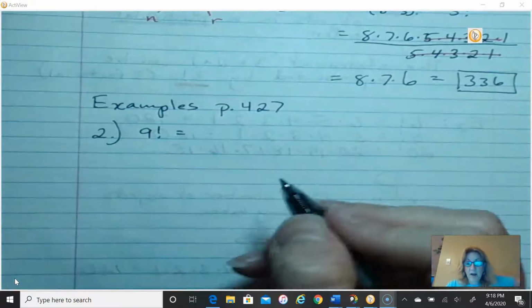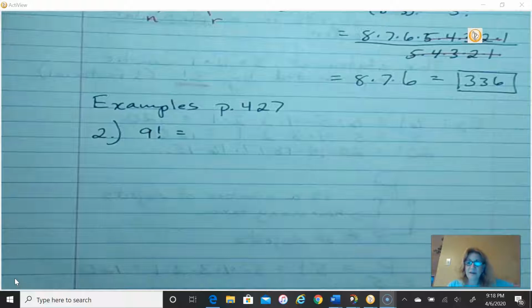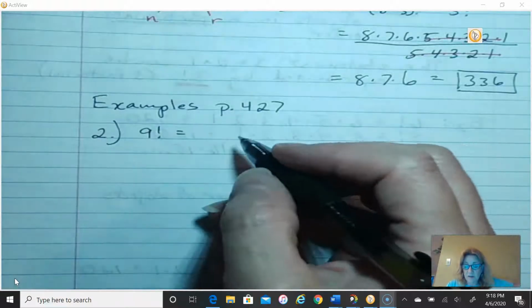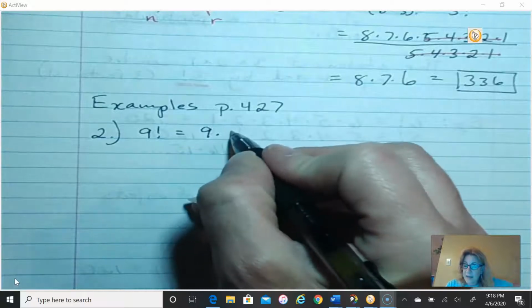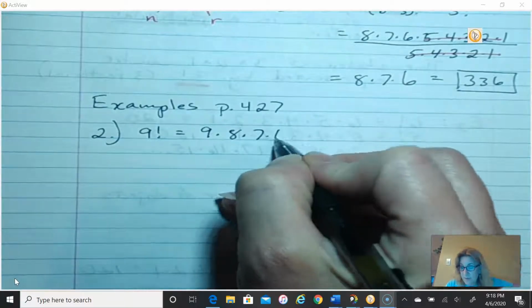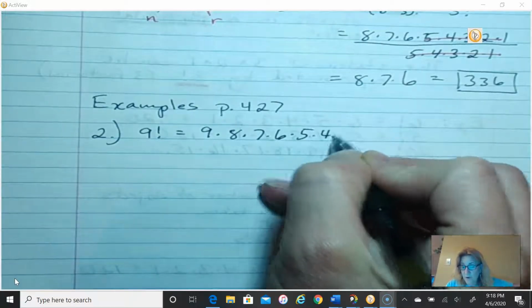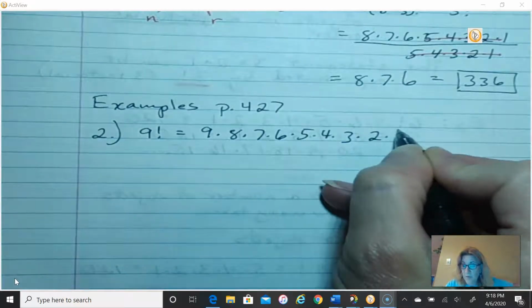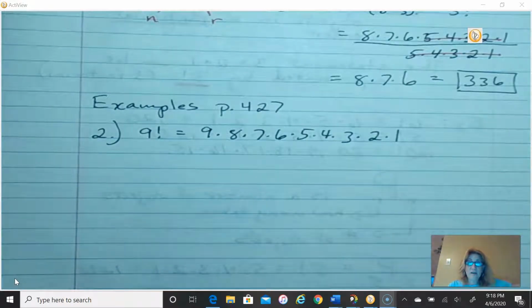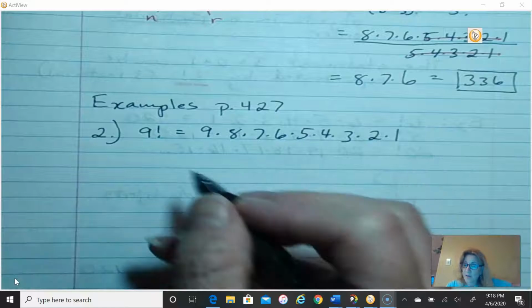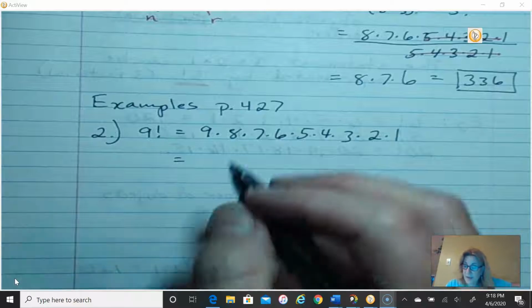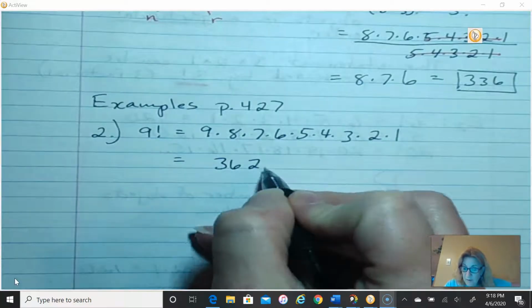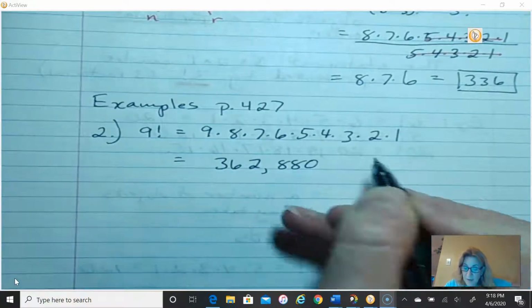Now I do want y'all to practice this, but you are also allowed to use your calculators. So 9 factorial is, but you got to know what this means. 9 times 8 times 7 times 6 times 5 times 4 times 3 times 2 times 1. You may use your calculator and multiply that all out. You can pause the video and see if you get the right answer. You get 362,880.